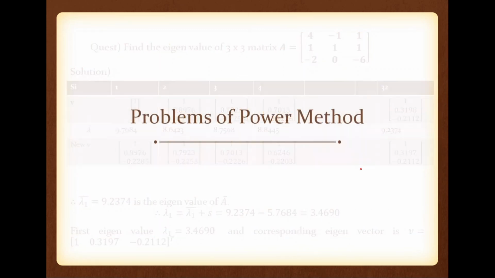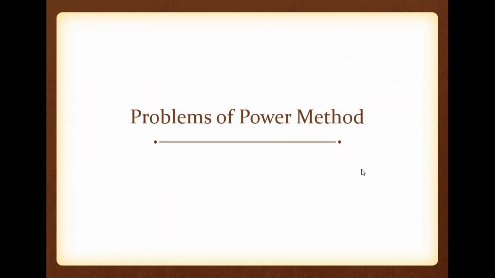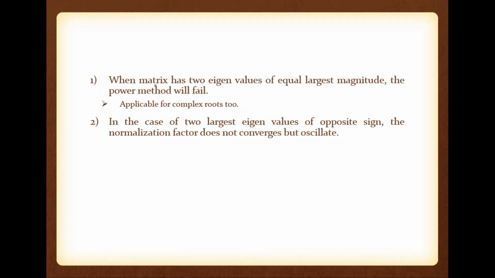So what are the problems of the power method? When a matrix has two eigenvalues of equal largest magnitude, the power method will fail. This is applicable for complex eigenvalues, where two eigenvalues will have the same largest magnitude. If the complex eigenvalue is the largest one, then definitely its magnitude will be equal, as we have its complex pair also, so the magnitude will be the same.